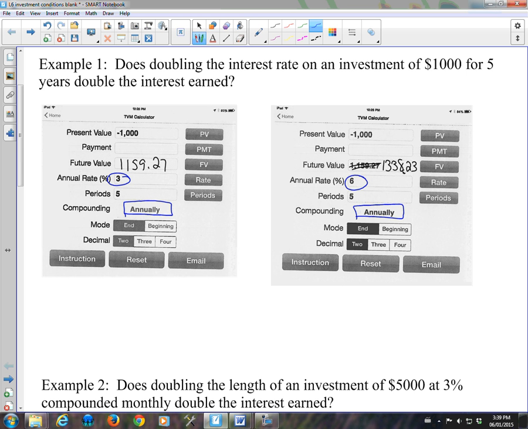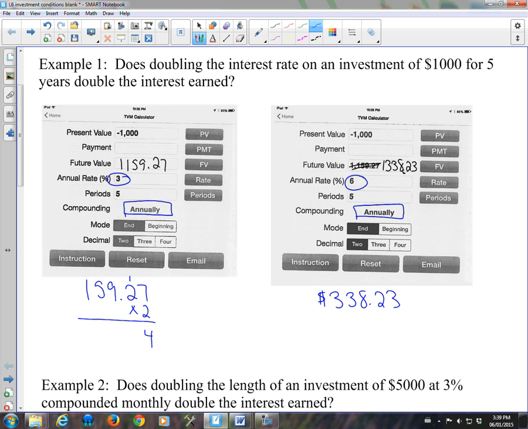I chose 5 years because it said 5 years in the question. So if I look at the first one, the interest earned for 3% is $159.27. If I look at the second one, the interest earned is $338.23. So it's obviously more. The question is, does doubling the rate double the interest? So if I double this, that means I multiply it by 2.